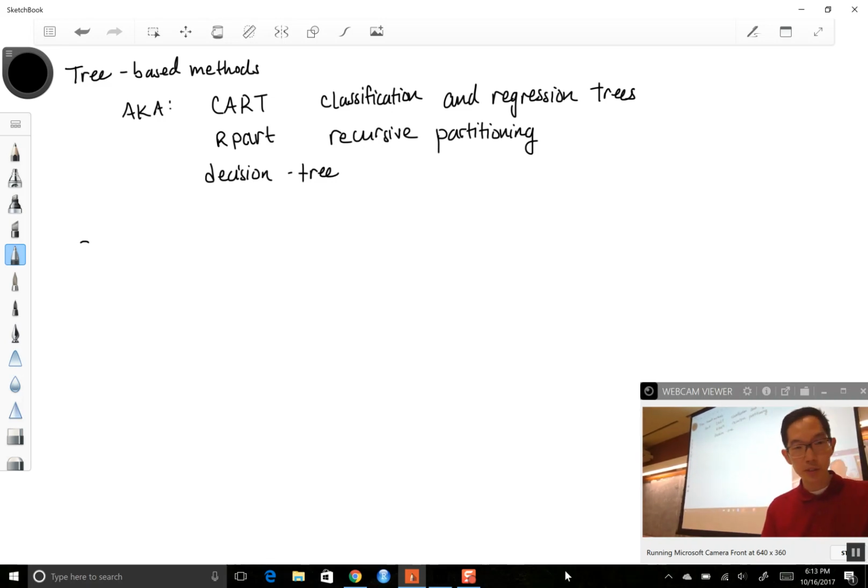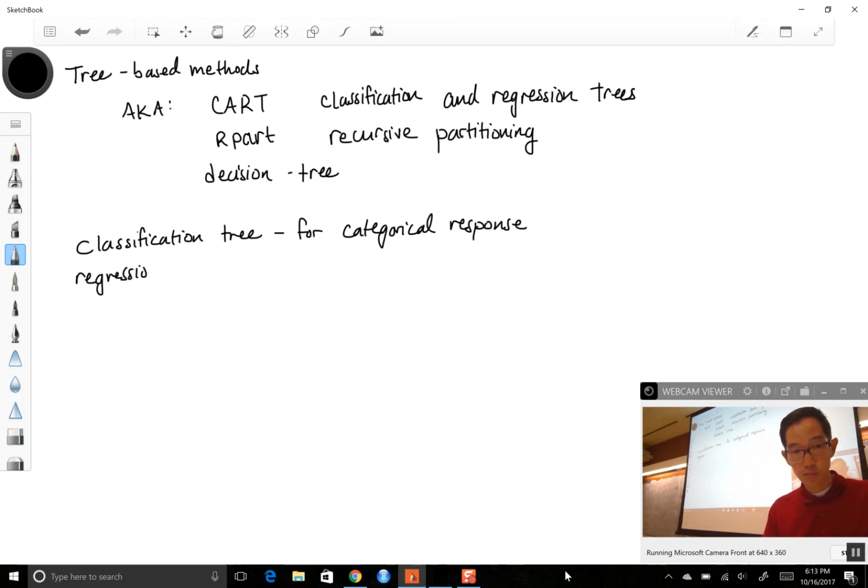Okay, and so that would be a classification tree if we have a categorical response. Classification trees are for a categorical response, and regression trees are for a numeric response.